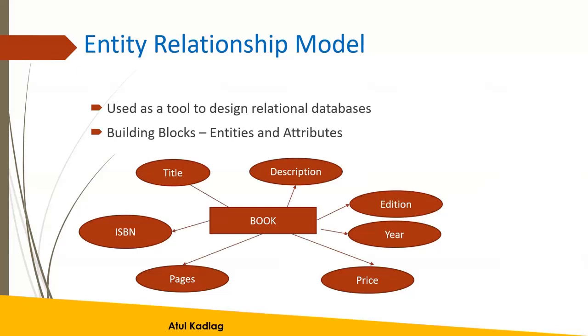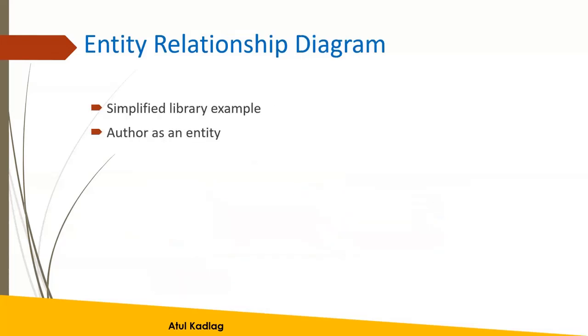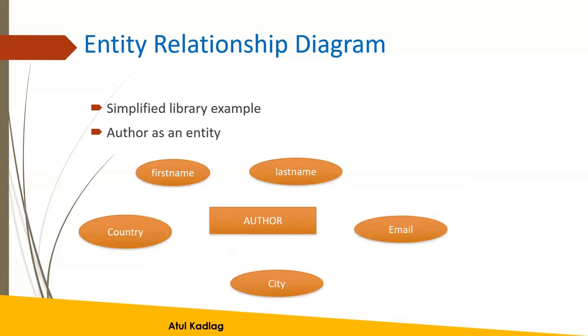So this book is one entity, which is generally shown in the notation of a square or rectangle box, and all the attributes like title and description are shown in an oval shape. This is an entity relationship diagram, a simplified library example. We can take author as an entity in another example, with attributes like first name, last name, email, city and country, related to that entity. This can be a starting point to understand the relational database.